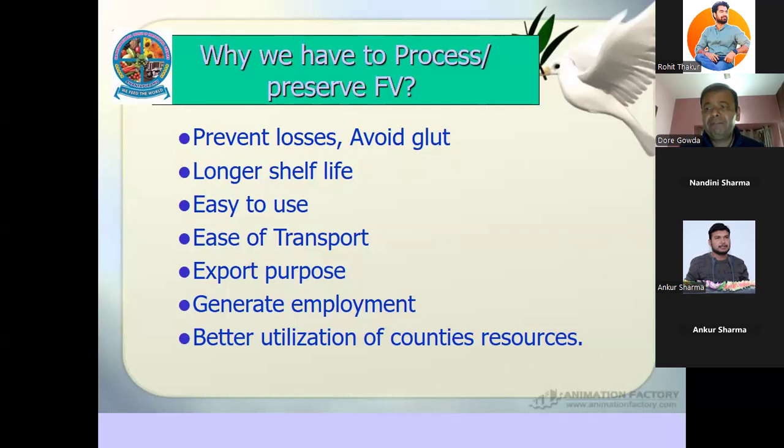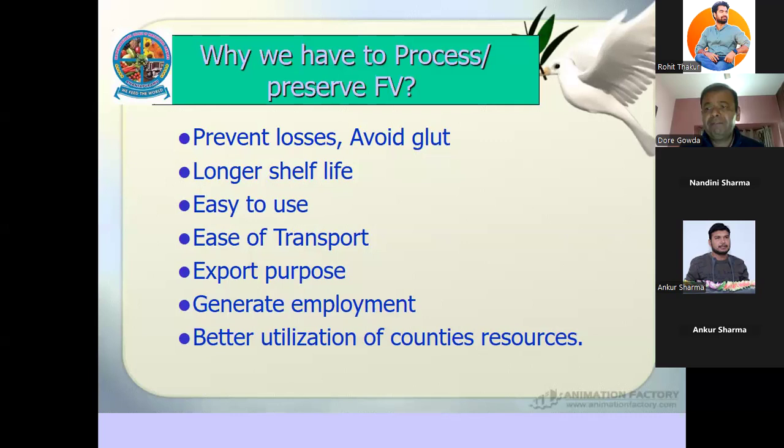For example, if you are canning a vegetable like beans or peas, it is prepared as for cooking, then peeled, put in the can, exhausted, sealed, and then heat processed. That means if you want to cook that vegetable, just open the cap and pour the contents out, wash it, and straight away it can go for cooking. So it is easy to use.